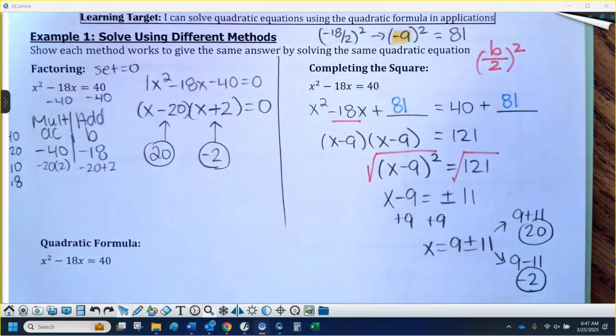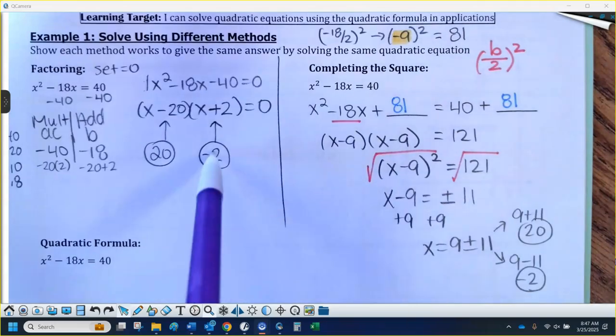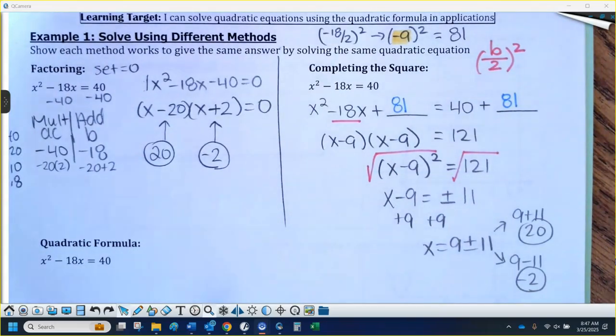And then hopefully you guys see those are the exact same two answers I got when I did the factoring, right? We had 20 and negative 2, 20 and negative 2. Just a different method for solving, but we're just practicing using these methods. So you can use these methods on different quadratics.